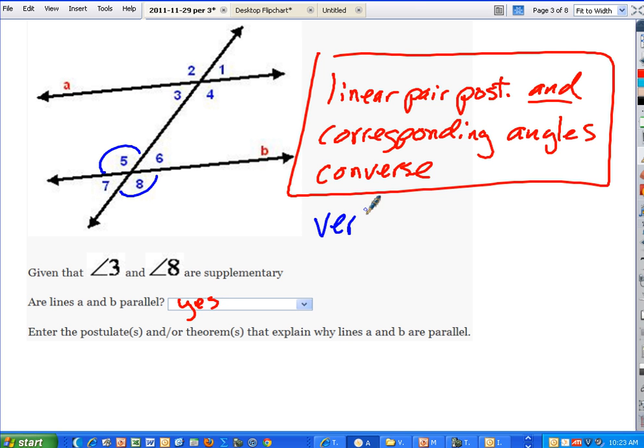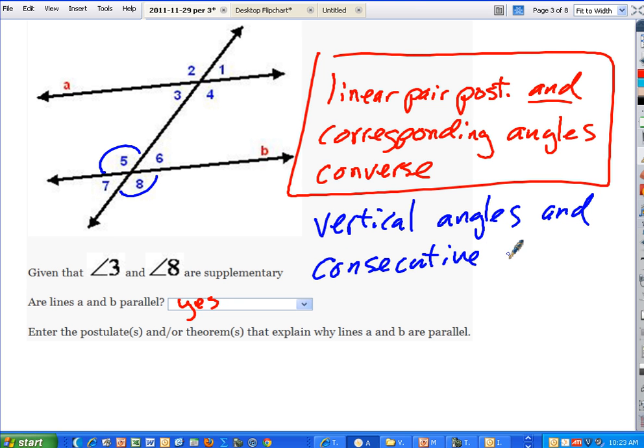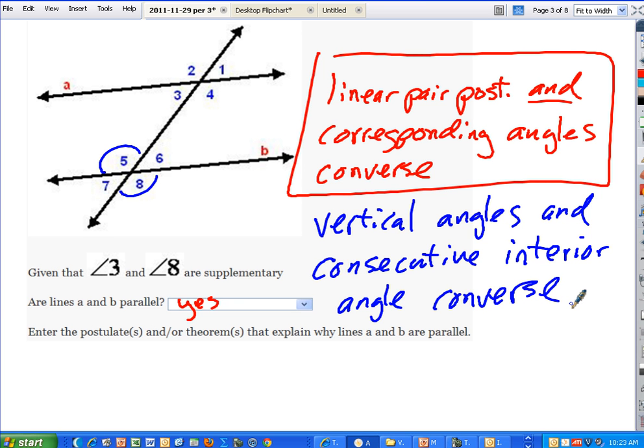We could say vertical angles, or vertical angle postulate, either one. Vertical angles and consecutive interior angle converse. We have to have the converses there because we're showing that the lines are parallel.